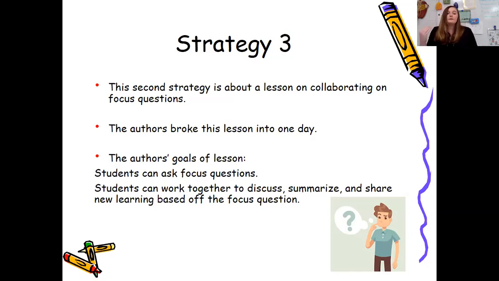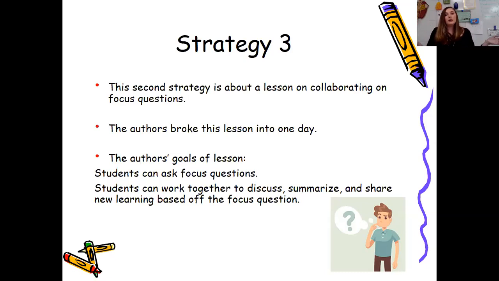Students can ask focus questions, and students can work together to discuss, summarize, and share new learning based off the focus question. And the activity for this lesson is the authors recommend that we share new learning by accurately drawing and writing an answer to a focus question on a large poster. So with that, I would have my students pair up into groups to do that part, honestly, just because it would be easier, especially if it wants you to use a large poster board.